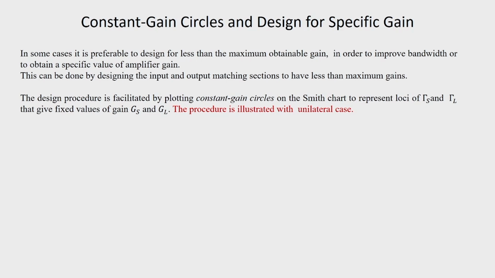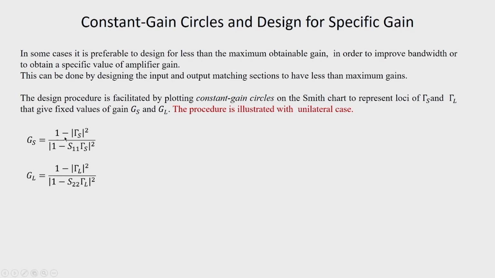The design procedure is facilitated by plotting constant gain circles on the Smith chart to represent loci of gamma S and gamma L that give fixed values of gains Gs and GL. So, we illustrate this procedure with a unilateral case. So, we have Gs given by this expression, and GL given by this.